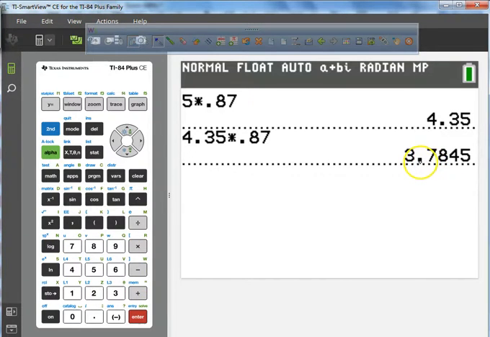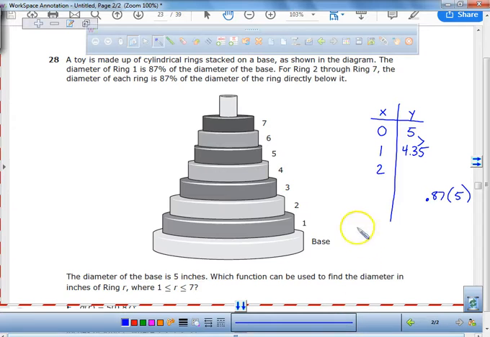Ooh, what's the next ring? 3.78. So ring 2 is going to be what? 3.78. So you see how it just keeps going down by what? You're going down by 87%. How do you write that as a decimal? 0.87. So that's basically what's happening.